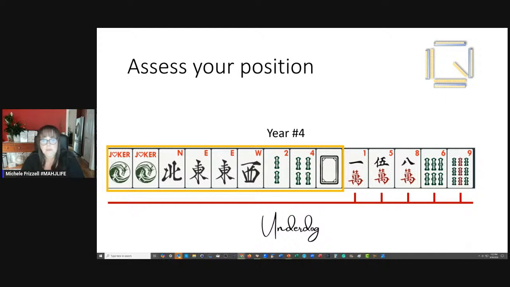So think about the gaps and the weaknesses. Count your discards to determine your position. So this player would need to take a low risk approach to playing the game. They might even consider folding and just blocking in hopes of a better start in the next hand.